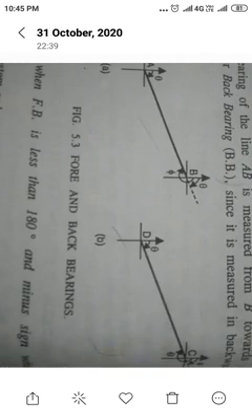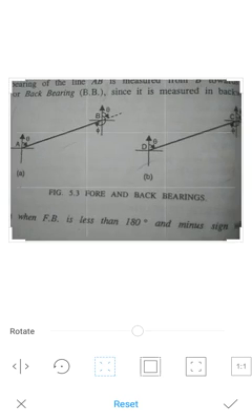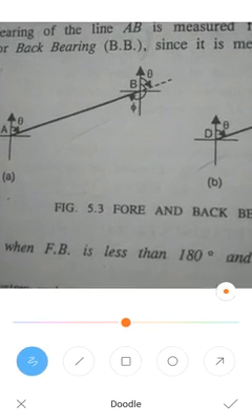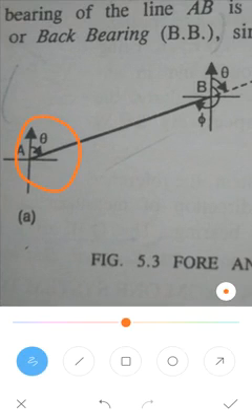See here, the same figure. If the angle of the line AB is determined like this, then it is called the forebearing, which in short form we write as F. Next, if the angle is determined for the same survey line, with the instrument kept at this point, we find the angle of point A backward. The angle will be like this.